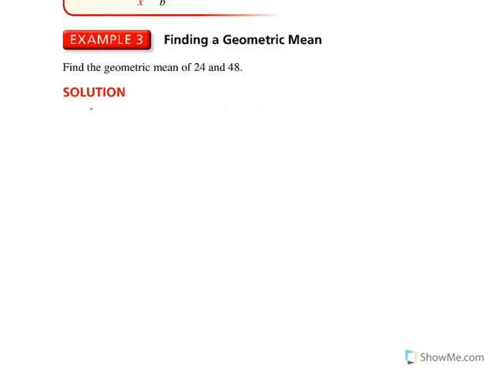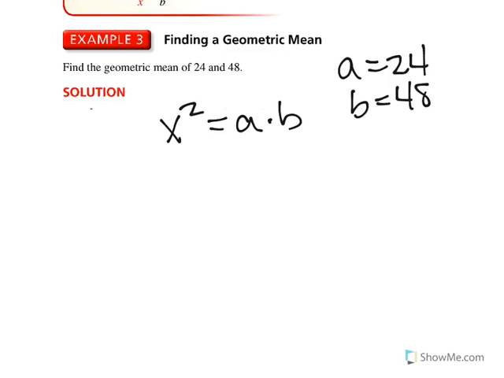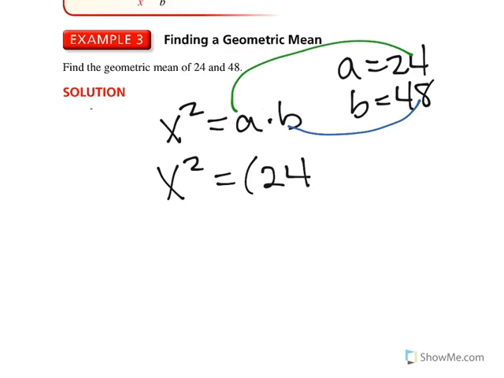Okay, example 3, it says find the geometric mean between 24 and 48. So we're going to use the formula x squared equals a times b. And in this case, a is going to be 24 and b is going to be 48. Okay, so I'm going to plug those in accordingly, and I'm going to get x squared is equal to 24 times 48.